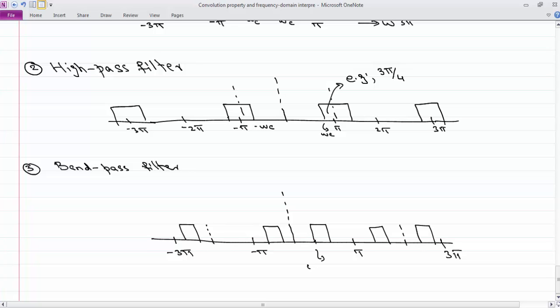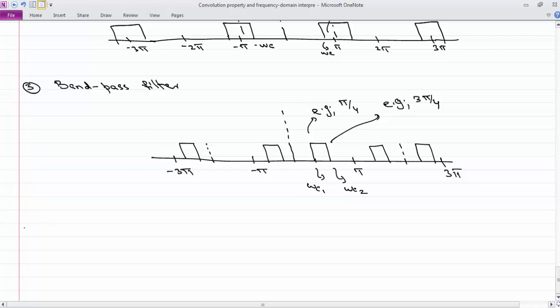So this could be omega c1, this could be omega c2. An example could be, this could be pi by 4, and this could be 3 pi by 4. But it's not going to hit pi. If it hit pi, then it will become a high pass filter. So this is a filter which is going to pass all frequencies between pi by 4 and 3 pi by 4 and kill all the rest of the frequencies between minus pi and pi. And after that, it will repeat itself.